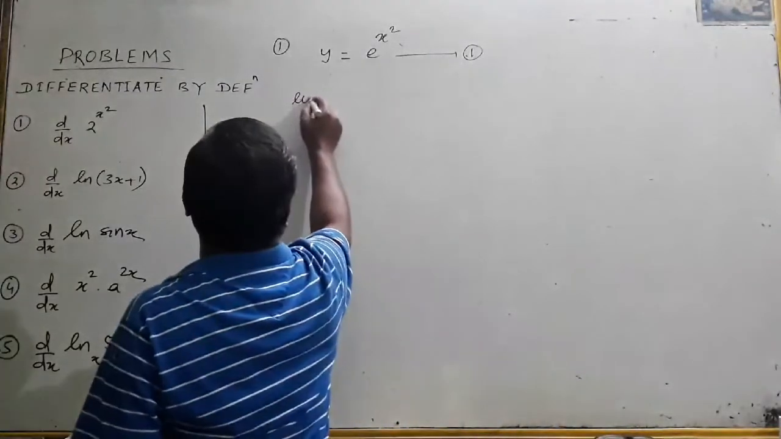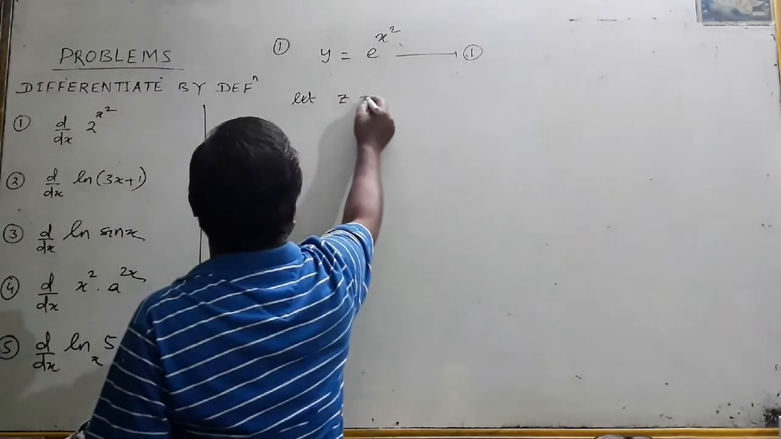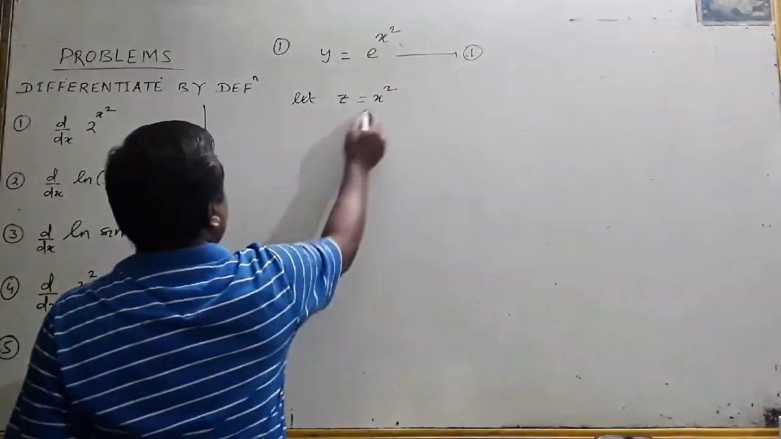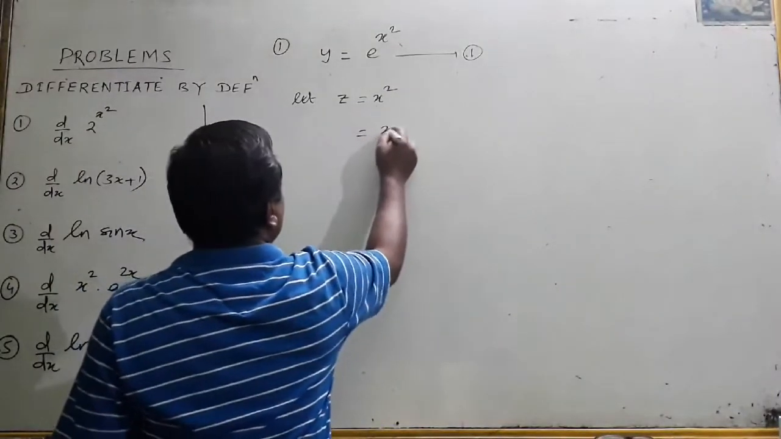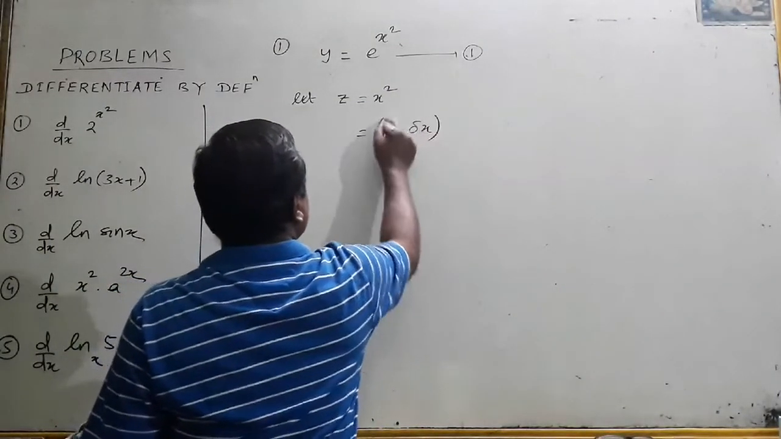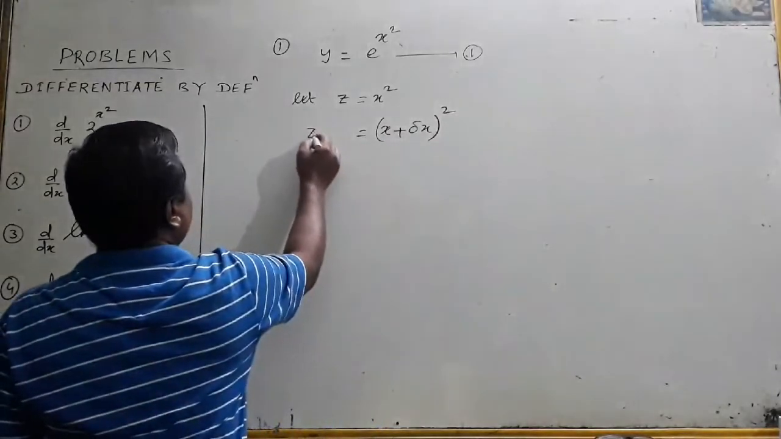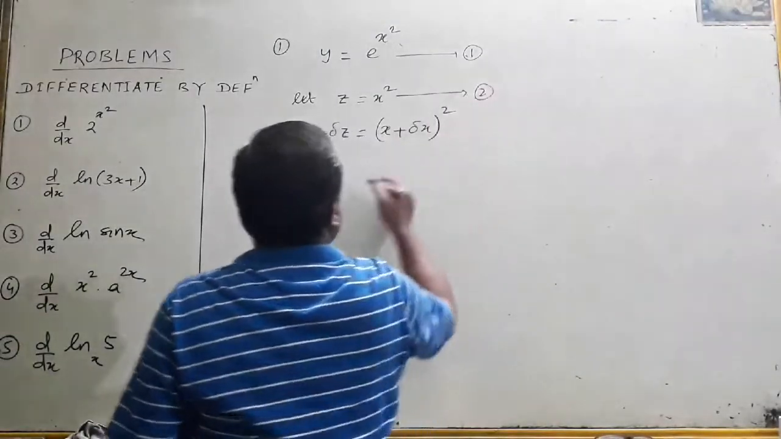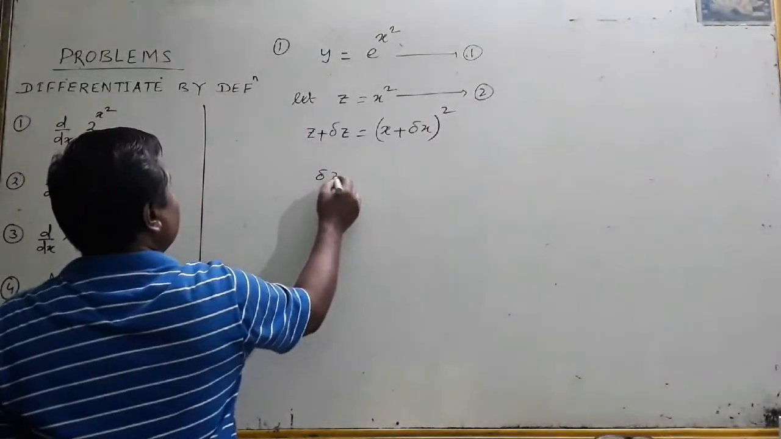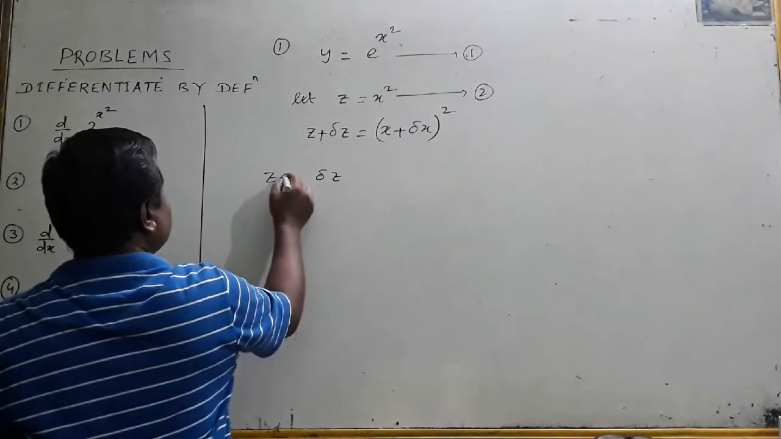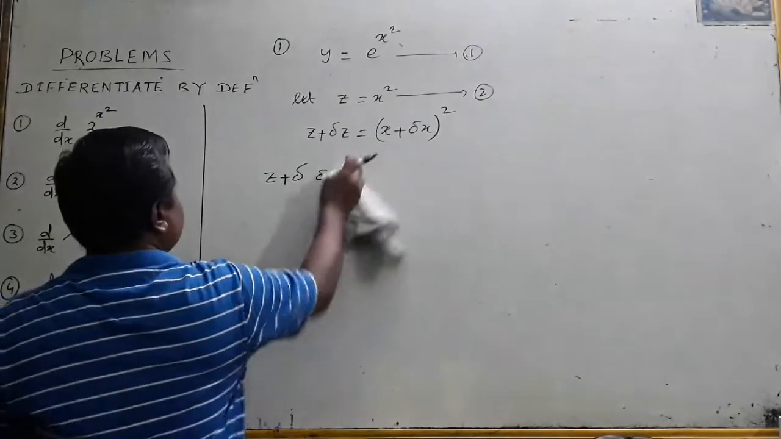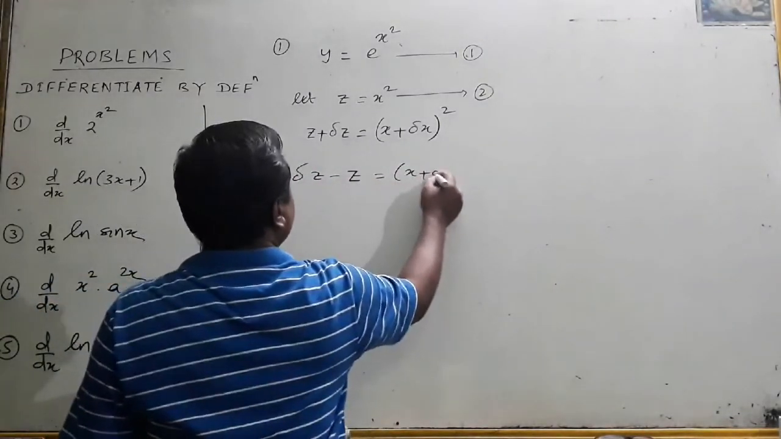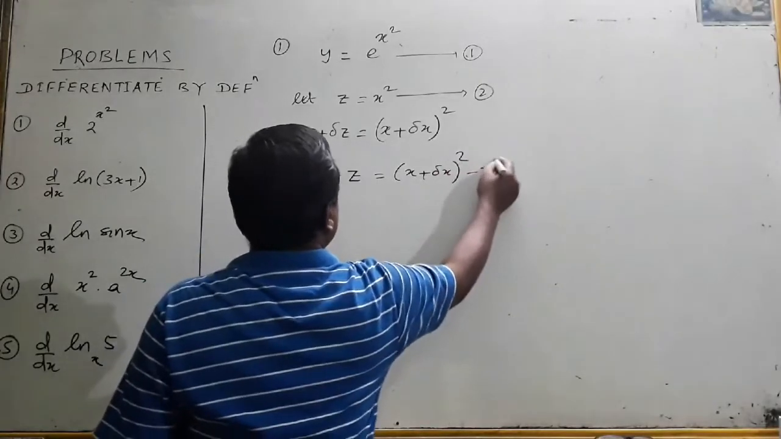Let z is equal to x square. Then let us give an arbitrary increment to x, delta x, so it becomes x plus delta x whole square. It becomes z plus delta z. It is equation 2. And what is delta z? z plus delta z minus z is equal to x plus delta x whole square minus x square.